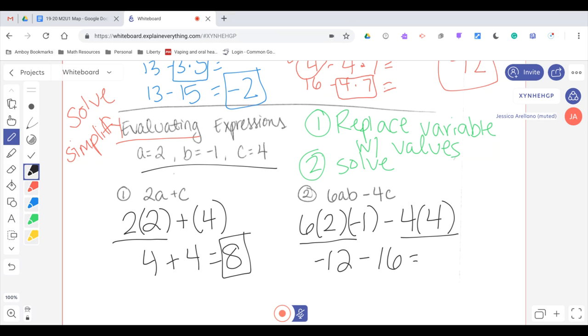Okay, so I already have a negative number, and then I'm subtracting. So I am really getting more negative. It's like you borrowed $12 from your friend, and then you borrowed another 16. So now, altogether, you owe them $24.